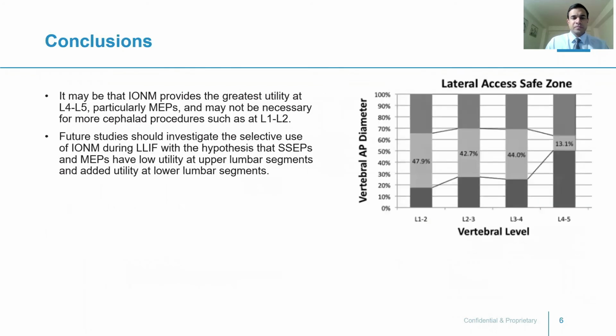So in conclusion, it may be that intraoperative neuromonitoring modalities provide the greatest utility at L4-5, particularly MEPs, and may not be necessary for more cephalad procedures such as at L1-2. Future studies should investigate the selective use of multimodal intraoperative neuromonitoring during LLIF, with the hypothesis that SSEPs and MEPs may have lower utility at the upper lumbar segments, but added utility at lower lumbar segments. Thank you.